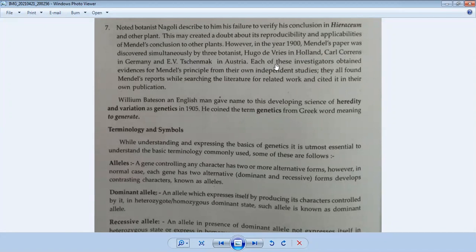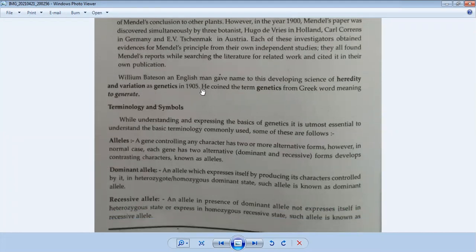उन्होंने वही एक्सपेरिमेंट बताया. Each of these investigators obtained evidence for the Mendel's principle from their own independent studies. They all found the Mendel's report while searching the literature for related work and cited it in their own publication. मतलब मेंडल की ग्रेटनेस जो थी वो इन तीन साइंटिस्ट लोगों को पता चली एंड लेटर ऑन they know the greatness of Mendel. William Bateson, an Englishman, gave the name to his developing science of the heredity and variation as genetics in 1905. He coined the term genetics from the Greek word meaning to generate.